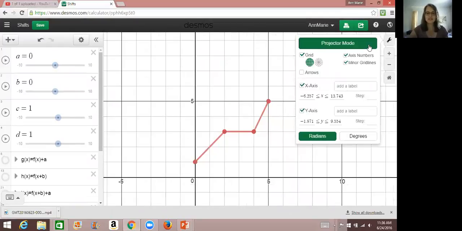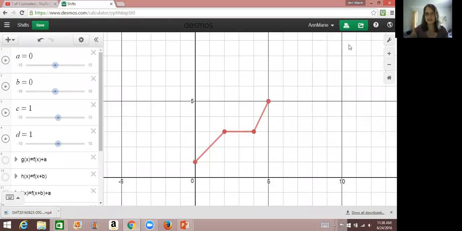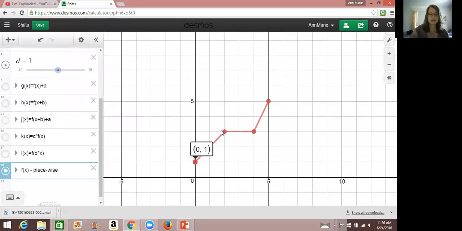All you have to do is accept that this red line represents my function f of x. Okay? And I want to highlight some points here. So I'm going to put labels on this one, this one, this one, and this one.